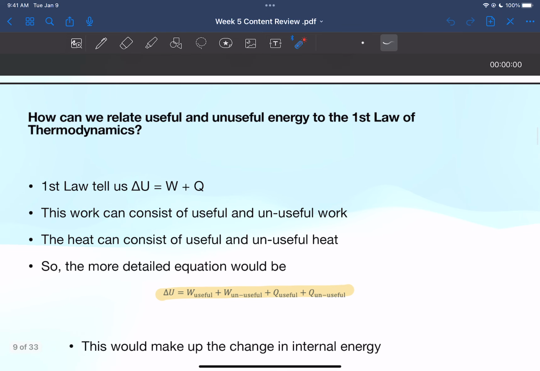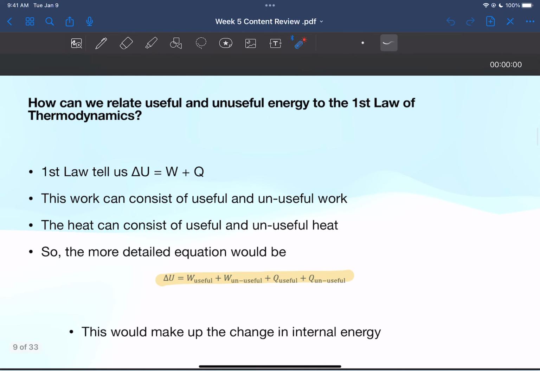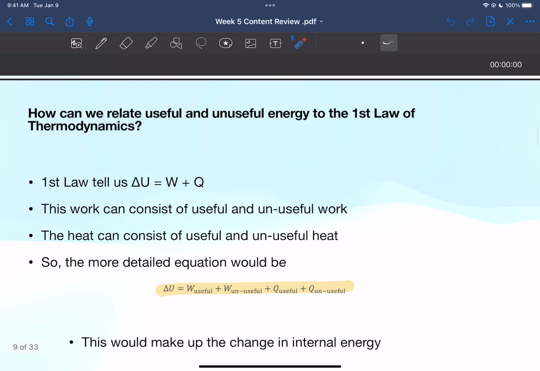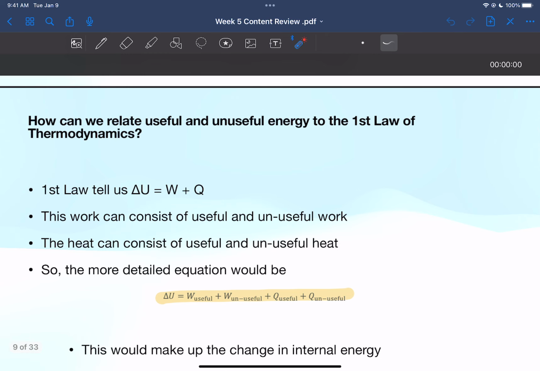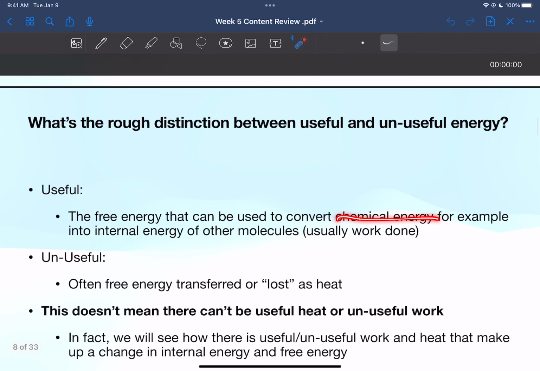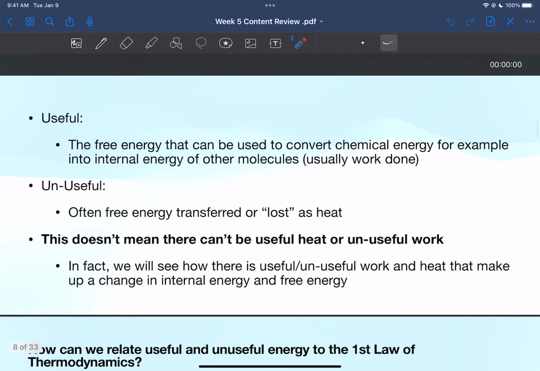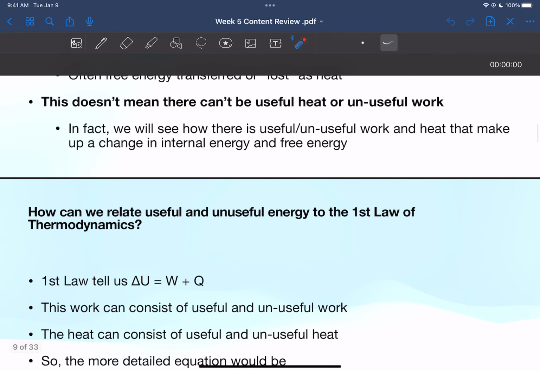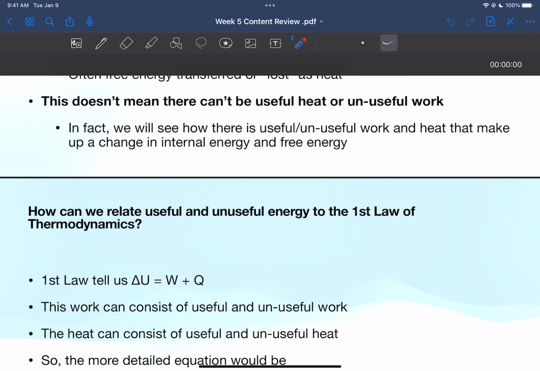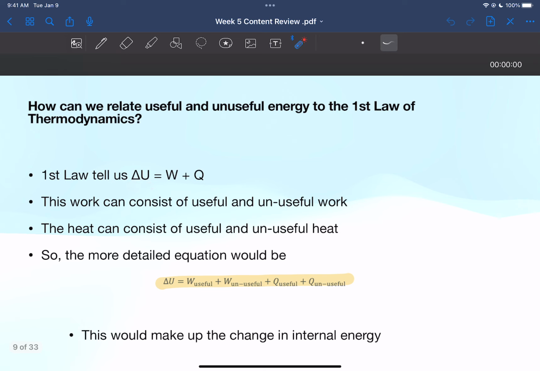So now we ask the question: how can we relate useful and unuseful energy concepts to the first law of thermodynamics? Remember, we're talking about changes in internal energy. We said that chemical energy can be converted into internal energy, and we want to see what kind of free energy change we're talking about, and how that can cause a change in the internal energy. We want to relate those things together, and also to the idea of useful and unuseful energy. The first law tells us that your change in internal energy, delta U, is equal to the work plus the heat.